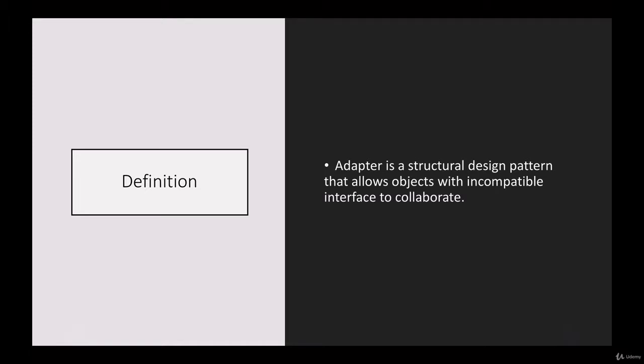So the way this design pattern works is it converts the interface of a class into another interface which client is expecting. It also lets classes work together that couldn't work otherwise because of the incompatibility of the interface. Let's quickly try to visualize the problem this adapter pattern is trying to solve.